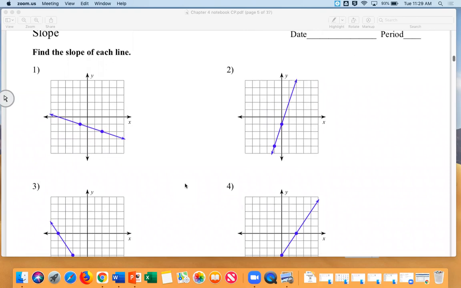Count the slopes. All right, all you're doing is counting the blocks. Okay, let me show you number 1, just in case. Number 1, we're going down. We're going to the right. 1, 2, 3. So my slope would be negative 1/3. Okay. Yep. So 2, 4, 6, 8.